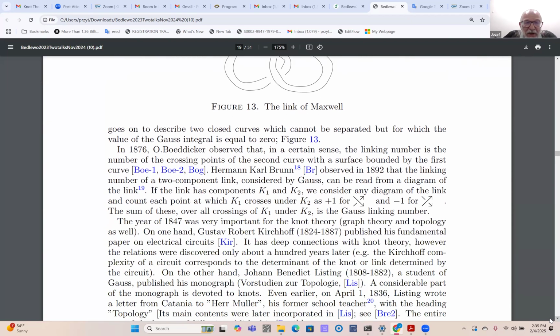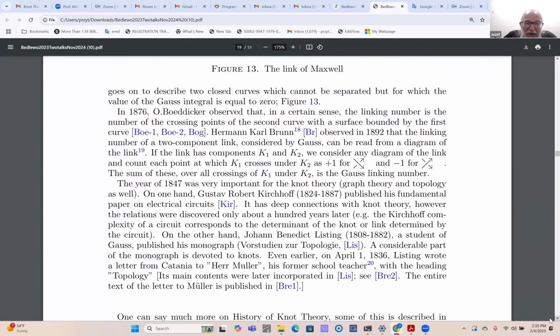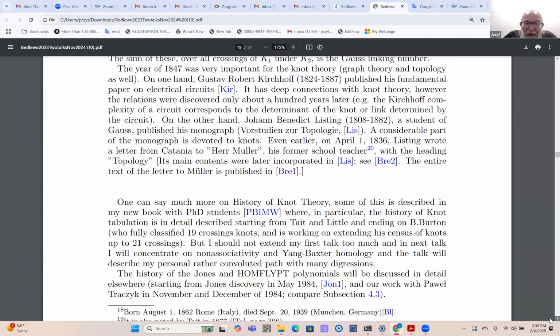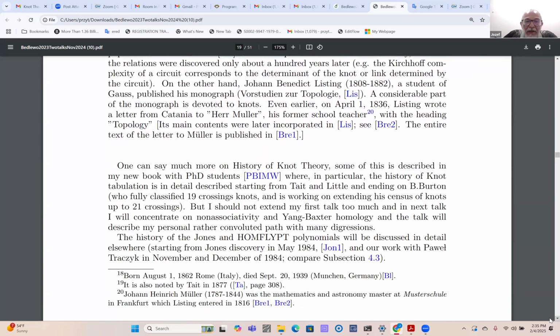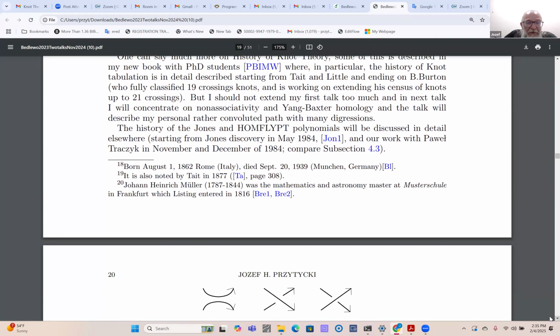Then there were other discoveries which we should mention. Kirchhoff for sure should be mentioned. And as I wrote here, you can say much more, especially about Tait's work and a little, and the recent work of Burton, who finished the classification of knots up to 19 crossings and is extending this to 20 or 21 crossings, but it is not yet checked. So if I remember well, Burton found more or less 150 million knots of 19 crossings. So as I said, maybe enough of history, of old history.